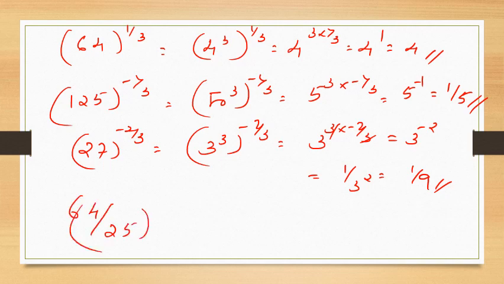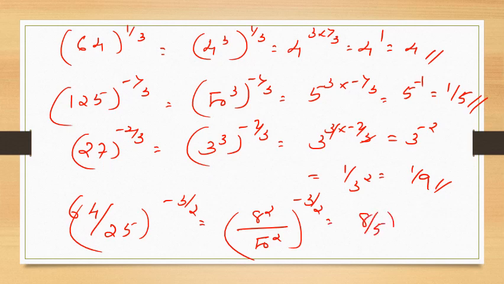Another question. 64 by 25 raised to minus 3 by 2. 64 by 25 we can write as 8 squared by 5 squared raised to minus 3 by 2. So that we can write it as 8 by 5 the whole raised to 2 into minus 3 by 2. So the answer is 8 raised to minus 3 by 5 raised to minus 3. Actually this is a positive exponent, so this becomes 5 raised to 3 by 8 raised to 3. What is 5 raised to 3? 125. 8 raised to 3 is 8 into 8, 64, 64 into 8, 512.